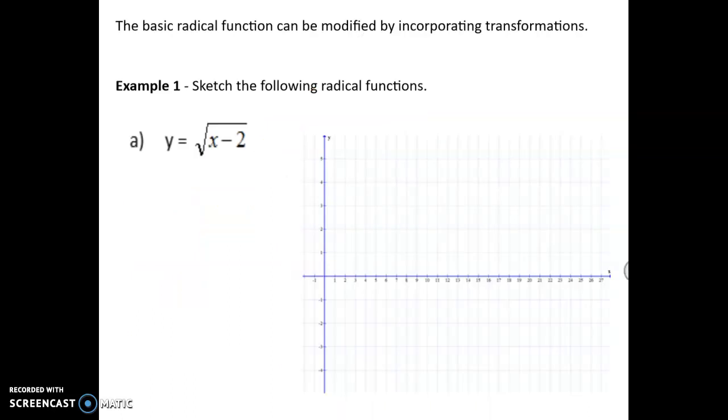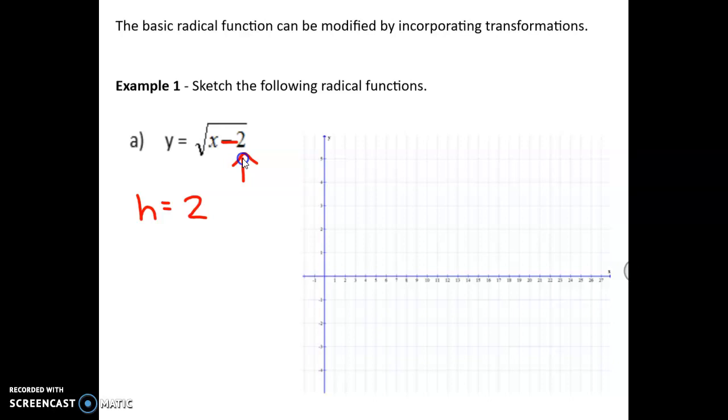Alright, so for example 1, we're going to sketch this radical function. Let's start by looking at this 2. Is that A, B, H, or K? It's H. Good. So here my H value is a positive 2. Remember that the original formula would have a negative sign in front of H, and the sign here is still negative, which means H is a positive 2. So H is 2 moves my graph 2 units to the right.